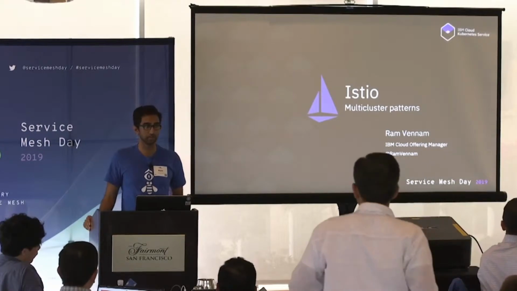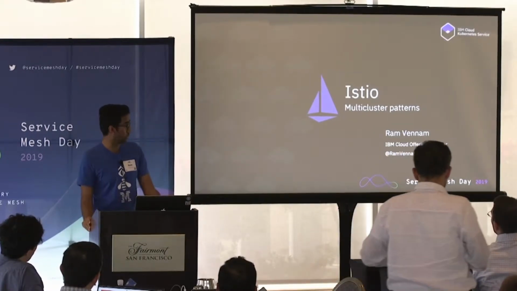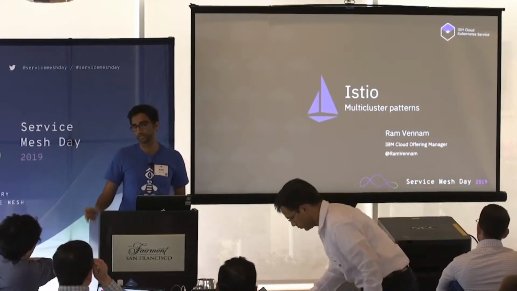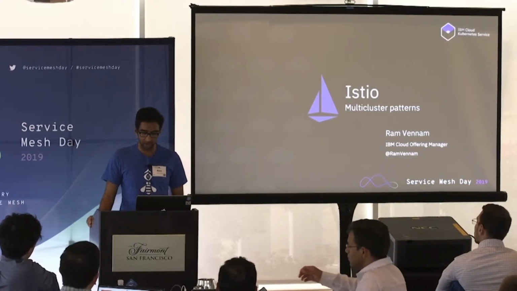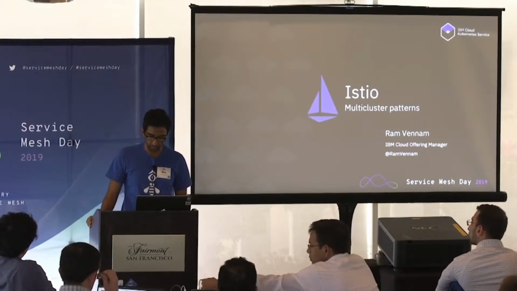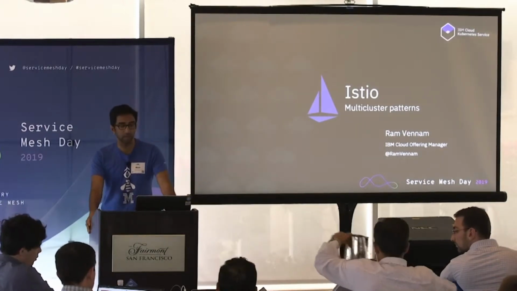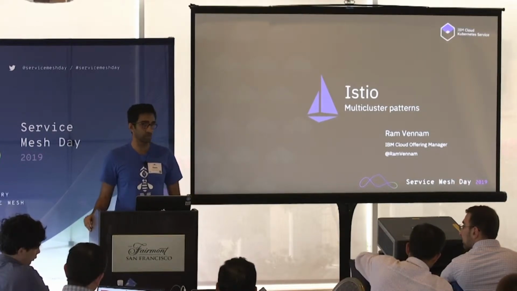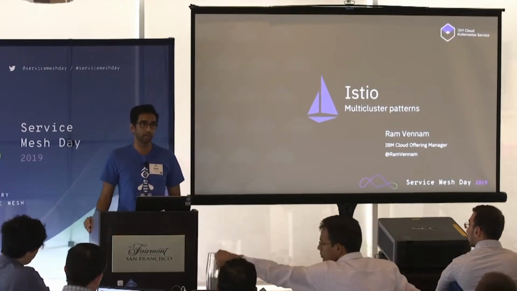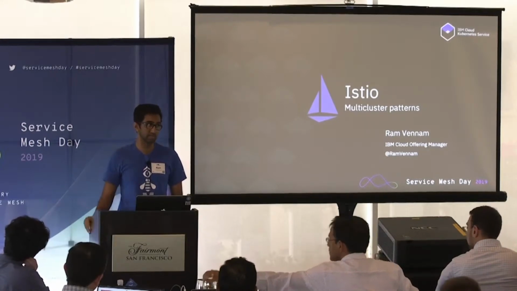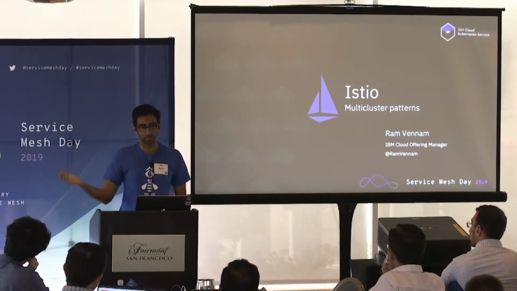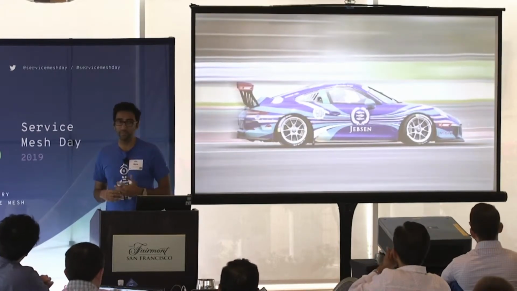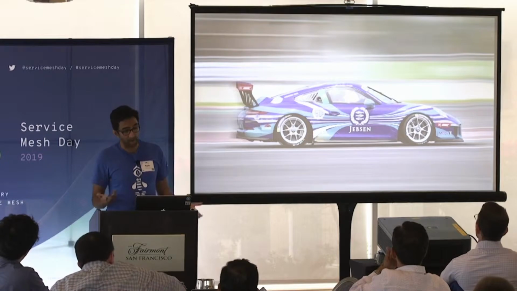My name is Ram Vennam. I'm a product manager for IBM Cloud. I work on the IBM Cloud Kubernetes service, more specifically the managed Istio add-on on top of our Kubernetes service. And today I want to talk to you about what we see people doing with multi-clusters, how they're using multi-clusters, and I'll talk about how the Istio community is trying to support expanding service mesh across multiple clusters. But before I get into the how, I want to talk about why.